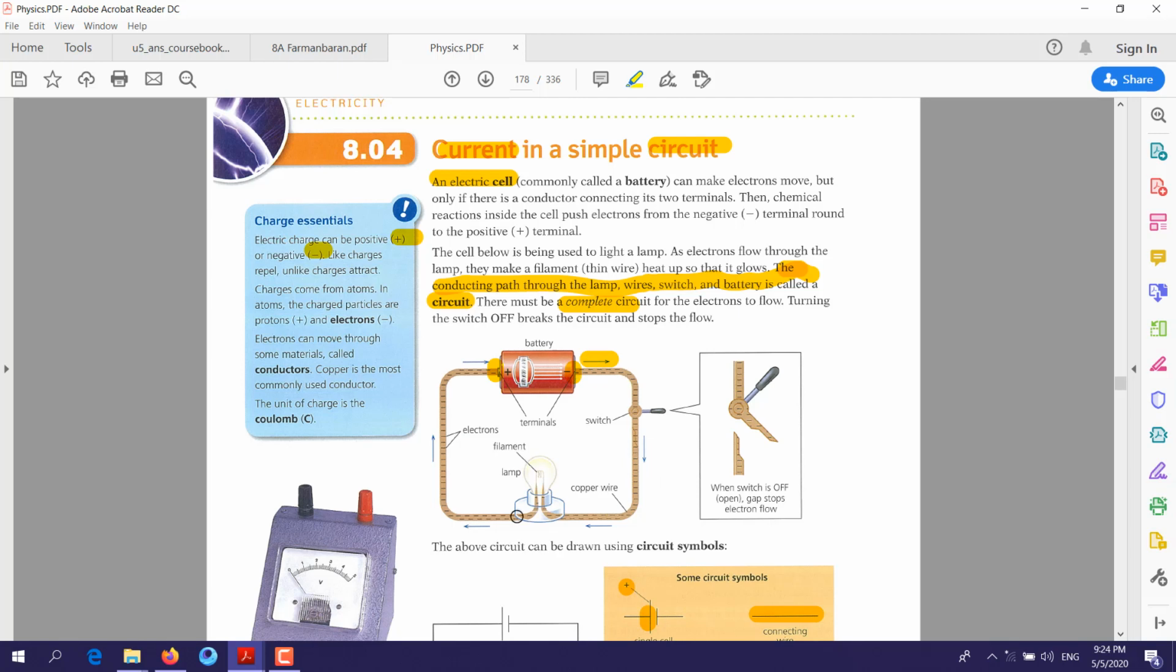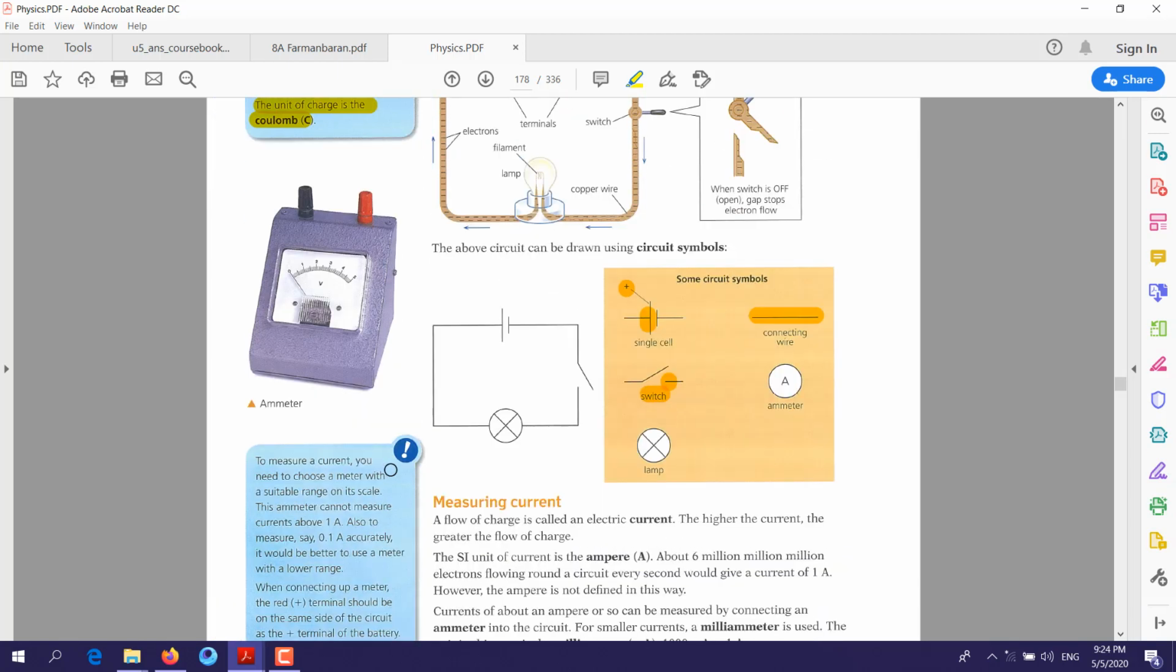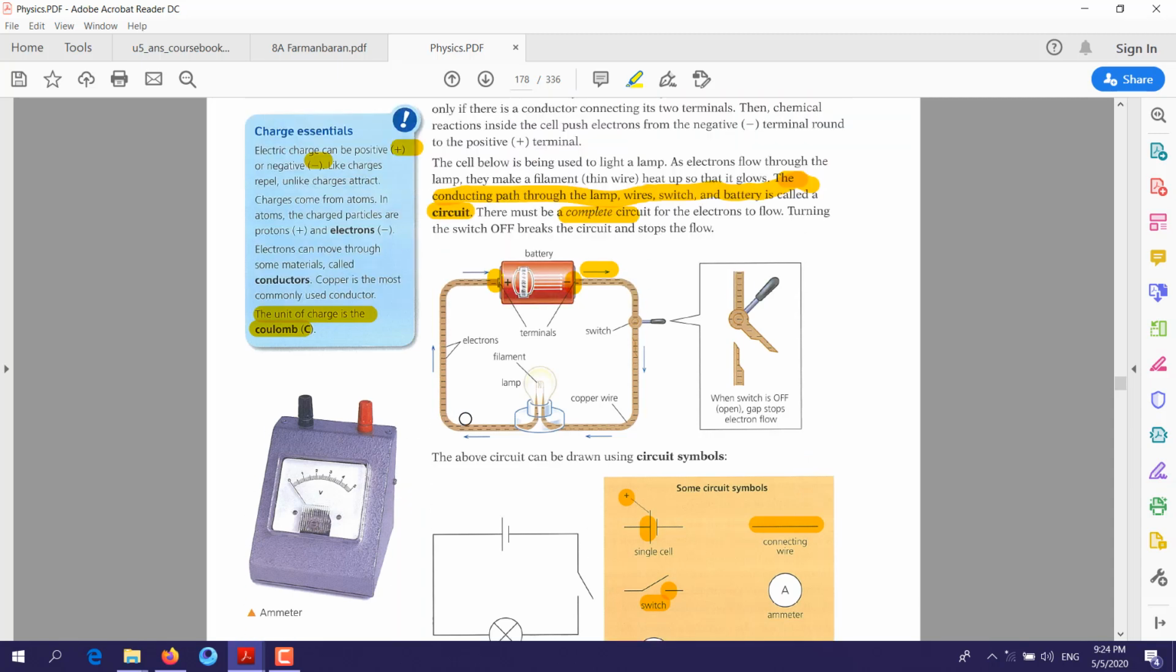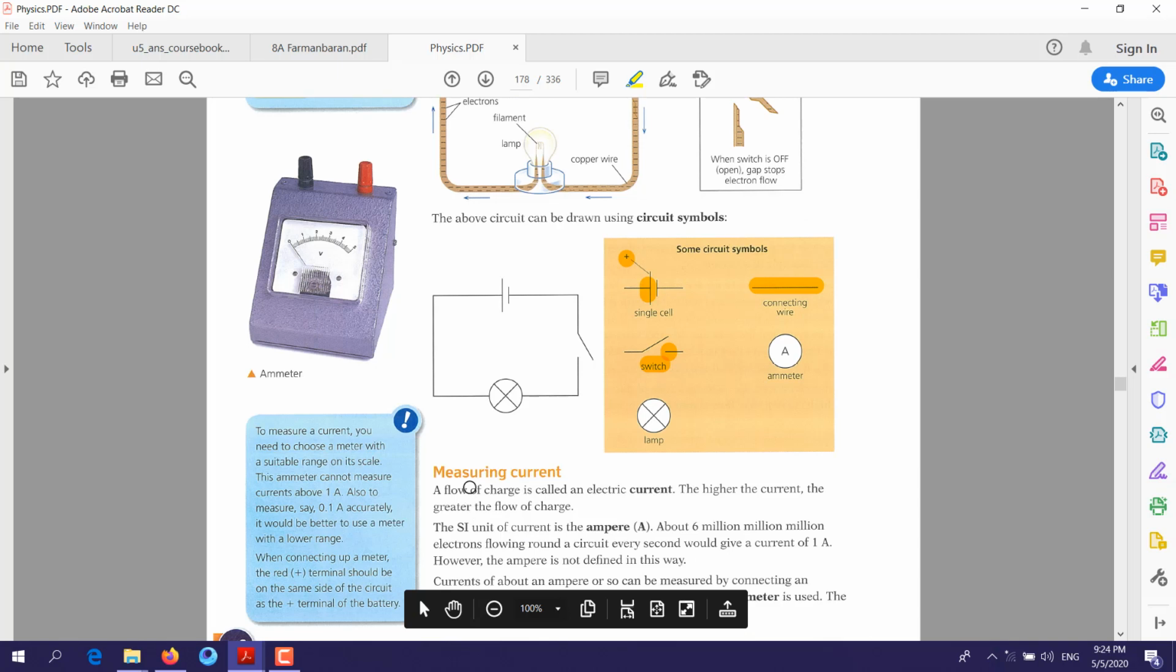Now, the unit that we use to measure charge is what? It is the coulomb, or we use the letter C as a shortcut. Now, we said the electrons will pass through this electric circuit. This we call current. Now, how can we measure the current? Definition of current: a flow of charge is called electric current. When the charges are flowing through this electric circuit, this is the current.